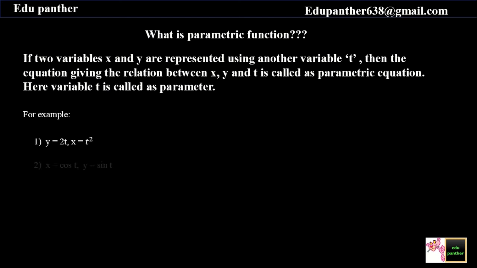Similarly, take one more example. x is equals to cos t, y is equals to sin t. Again here x is represented in terms of t and y is also represented in terms of t. So such type of equations, this set of these two equations are called as parametric equation. Clear? So what is parametric equation? If variables x and y are written in terms of another variable t, then those equations are called as parametric equation, and this variable t will be called as the parameter of that equation.